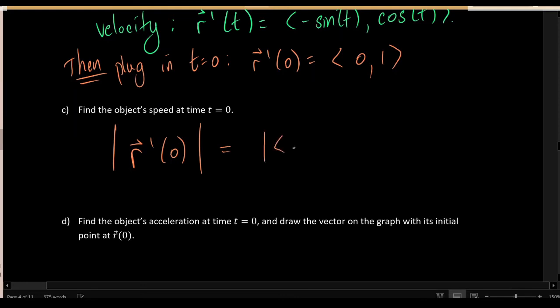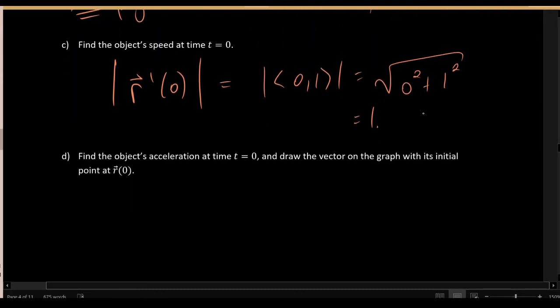Now the length of <0, 1> can be calculated pretty easily. We have the square root of 0 squared plus 1 squared, which is just 1. So what's the object's speed at time t equals 0? The speed is just 1 unit. Maybe it's meters per second or something like that.